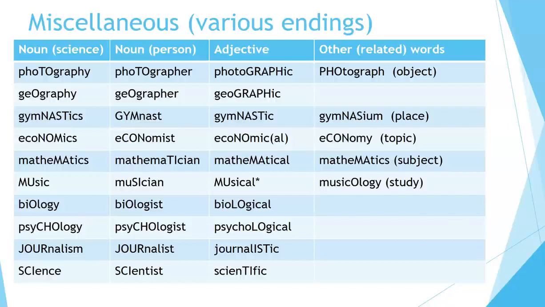There are two adjective forms here. Economical means not expensive. Economy. Mathematics, mathematician, mathematical, mathematics. This is the subject. Music, musician, musical, musicology. This is the study of music. Biology, biologist, biological.